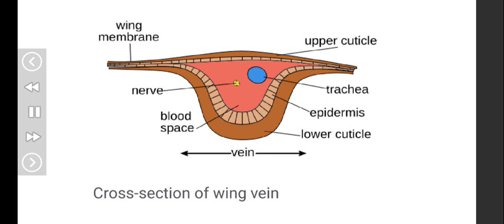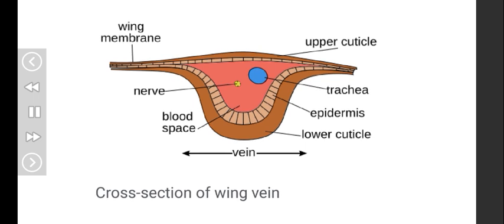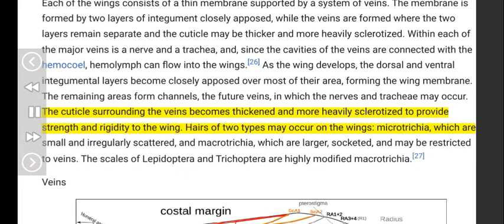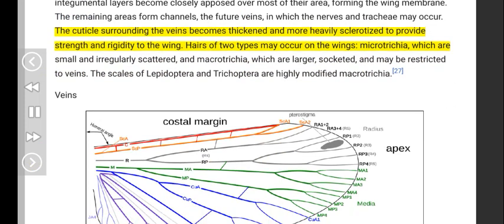As the wing develops, the dorsal and ventral integumental layers become closely opposed over most of their area, forming the wing membrane. The remaining areas form channels, the future veins, in which the nerves and tracheae may occur. The cuticle surrounding the veins becomes thickened and more heavily sclerotized to provide strength and rigidity to the wing.